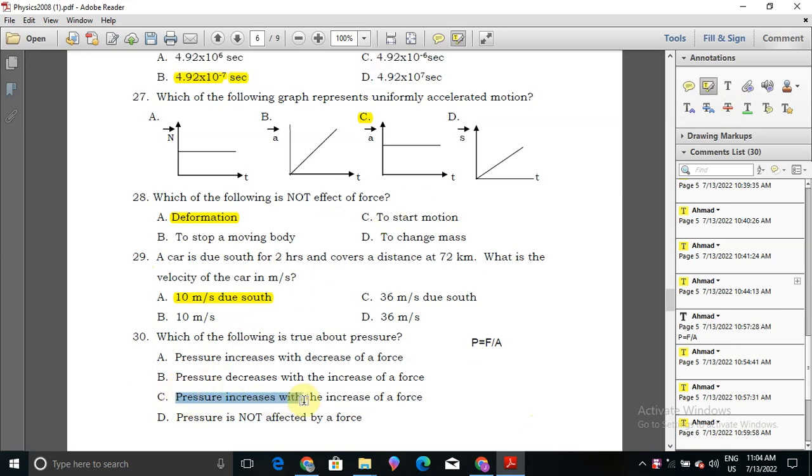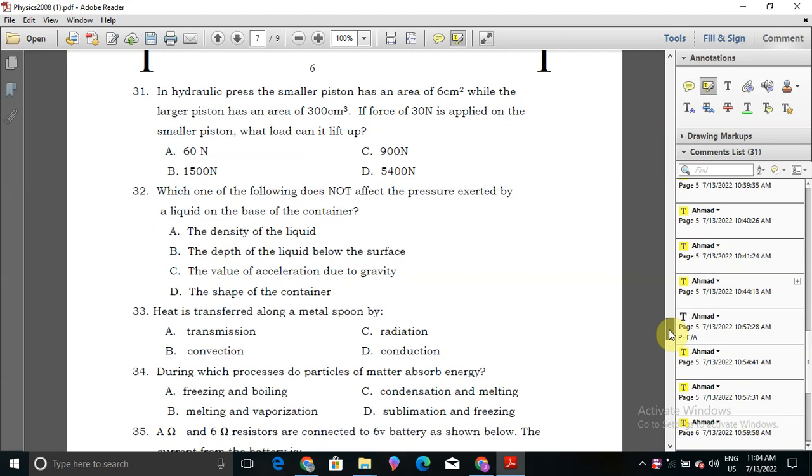Pressure increases with the increase of force. Okay, now question number 31. It says, in a hydraulic press, the smaller piston has an area of 6 cm², while the larger piston has an area of 300 cm². If a force of 30 Newton is applied on the smaller piston, what load can it lift up?